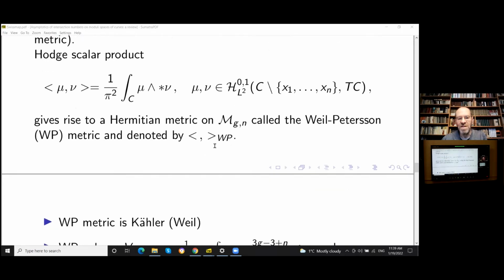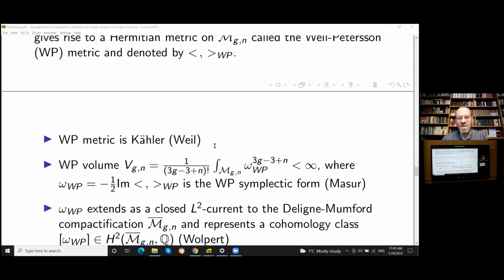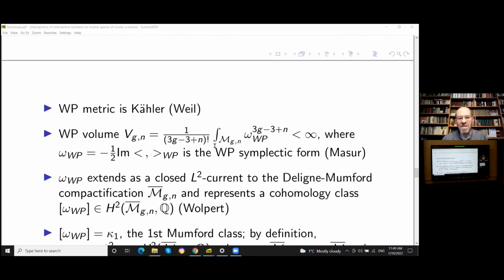A few facts about the Weil-Petersson metric. The first observation is that the Weil-Petersson metric is Kähler. That was proven by André Weil, who introduced this metric. Instead of the Hodge scalar product, he used the Petersson scalar product for automorphic forms. It is actually the same thing, but said in a different language. That's why this metric was called the Weil-Petersson metric.